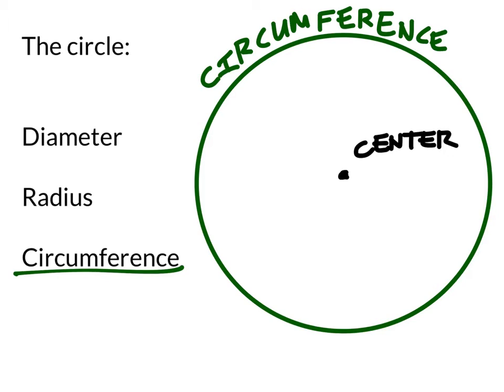Now, from right here, what we would do is let's connect the center of the circle to any part of the outer edge of the circle along the circumference. All right, there we go. The distance from the center of the circle to any edge of the circle is called the radius.